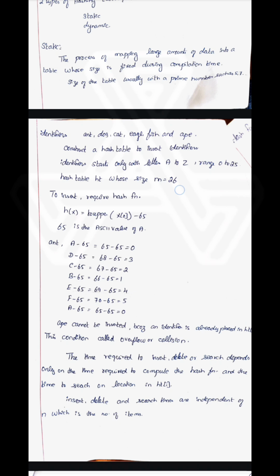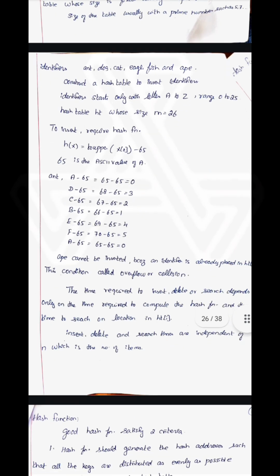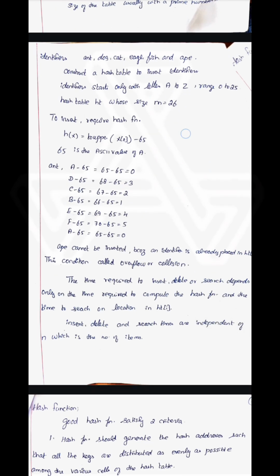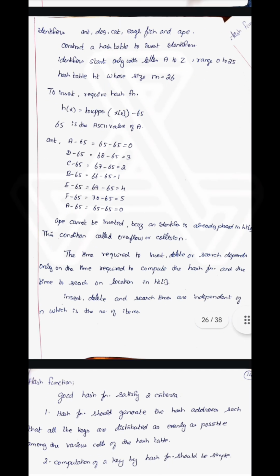That is the zeroth element, the third element, the second element. This will be the hash value for this: X[0] minus 65. 65 is the ASCII value of A, so that's why. Another identifier cannot be inserted because an identifier is already placed in that position. This condition is called overflow or collision.